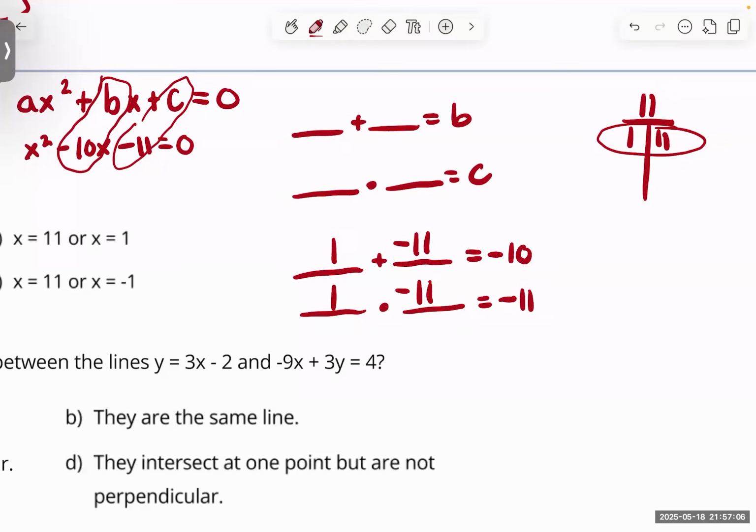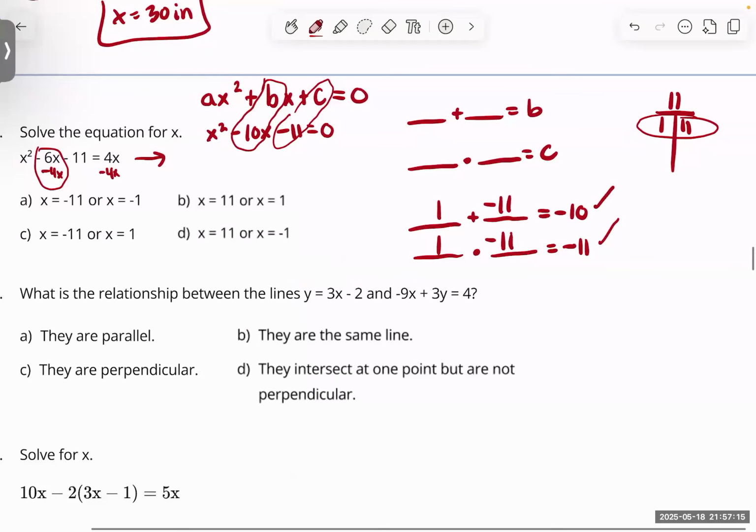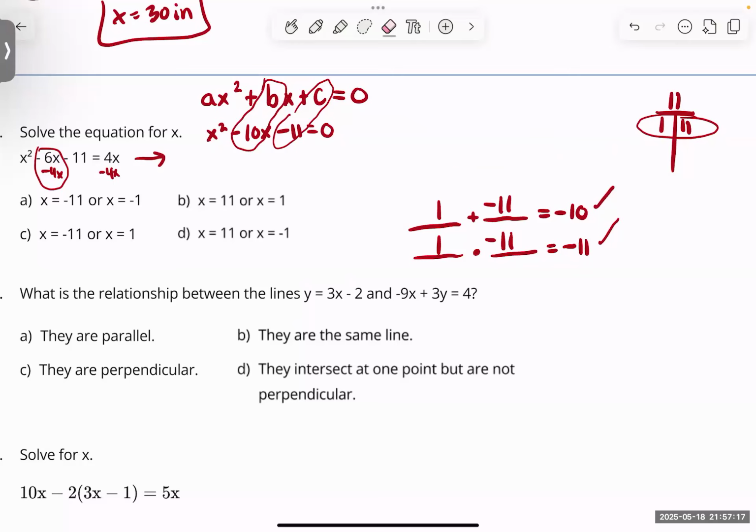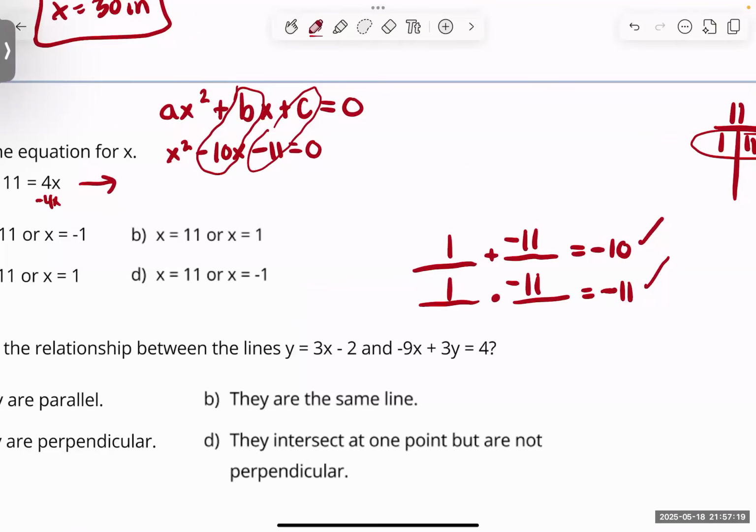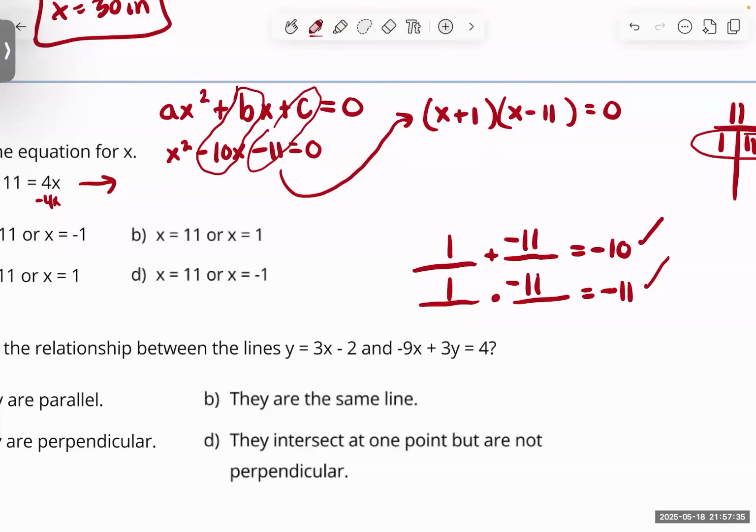Now, let's check if we're correct. 1 minus 11 is negative 10. Check. 1 times negative 11 is negative 11. Check. So, that is what this is going to factor to. So x squared minus 10x minus 11 factors into a product of two binomials where all I need to do is write x plus 1 and x minus 11. The numbers are essentially what we just found.